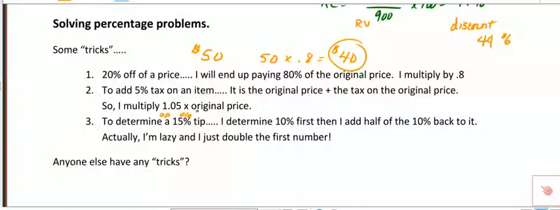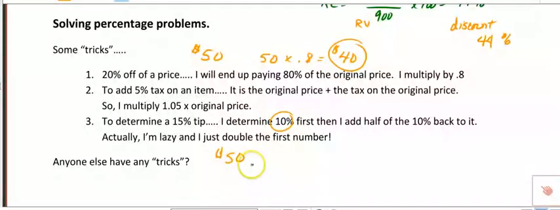And then what about tips? We know the standard tip is 15%. So to calculate a 15% tip, it's much easier for me to just calculate a 10% tip and then add half of that back to the first value. I don't know if that made any sense. So let me show you what I'm talking about. Okay, the meal costs $50, and I want to add a 15% tip.